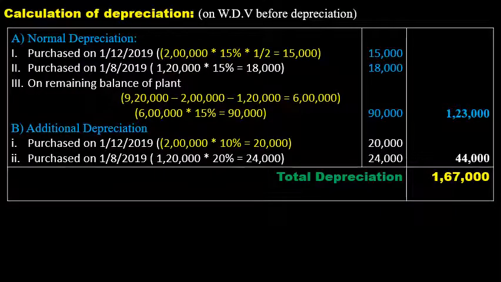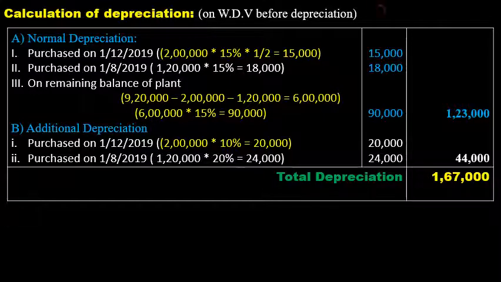So this is the calculation of depreciation. First you have to calculate normal depreciation, which is applicable for all classes of assets, from tangible to intangible assets. So first we have to calculate depreciation on the newly purchased asset. Why do we have to calculate depreciation first on the newly purchased asset? Because our value for depreciation should not be more than the written down value before depreciation.